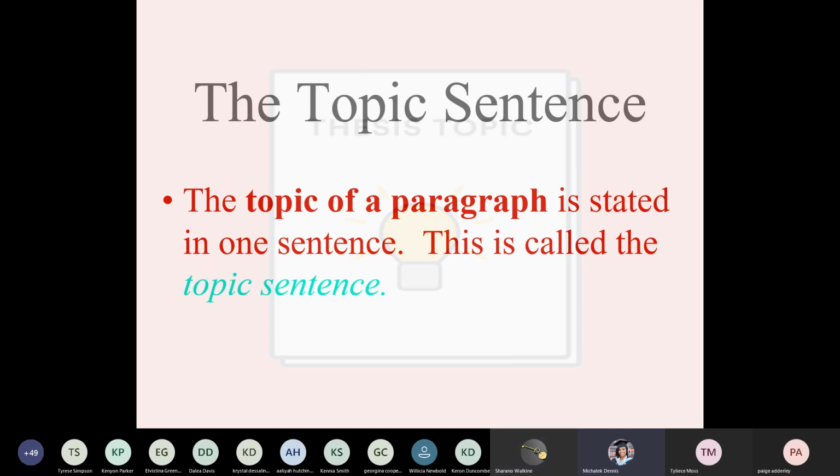So when we talk about a topic sentence, the topic sentence of a paragraph is stated in one sentence. One. This is called the topic sentence. What do you think the topic sentence is, students? In your own words, based on the topic sentence, what would I know before I continue reading? Based on your topic sentence, as the reader, what are you telling me, or what am I able to know?